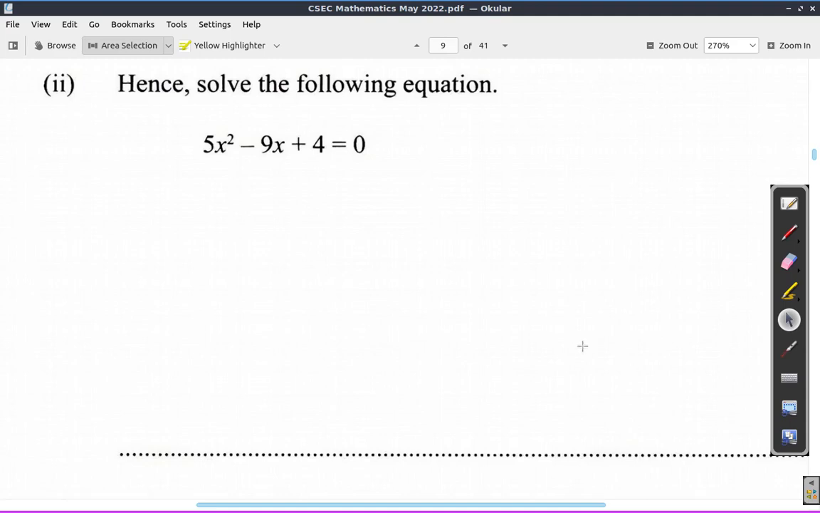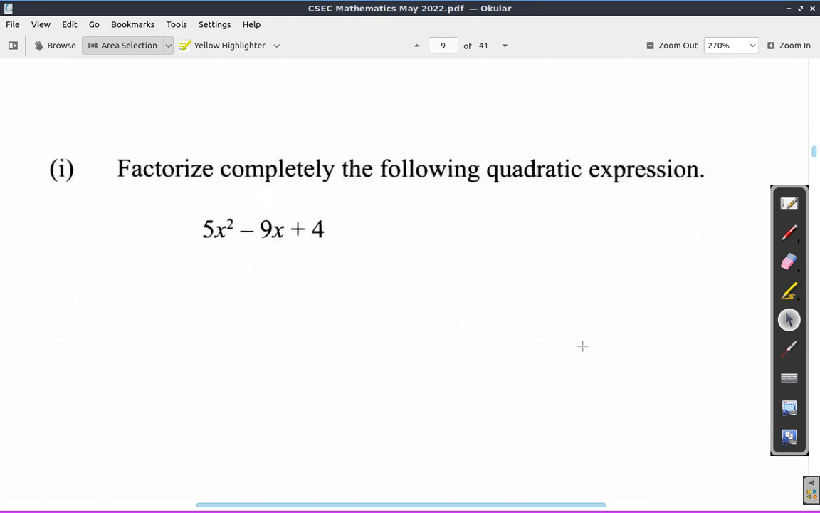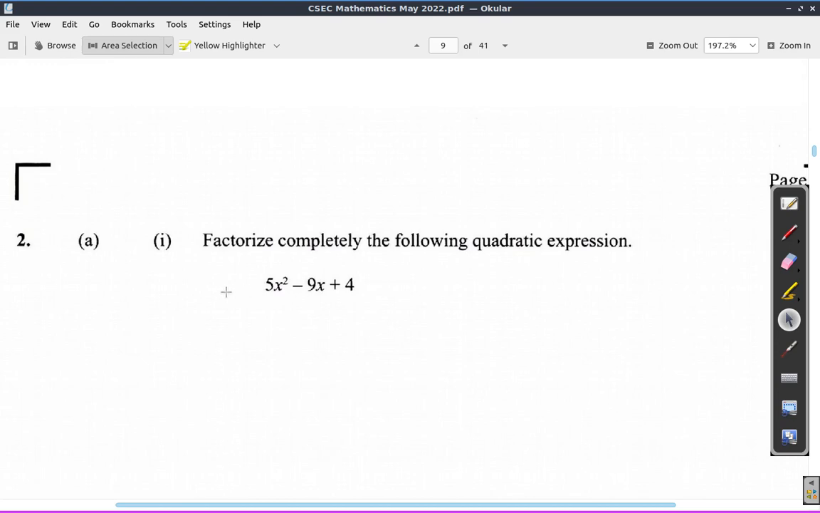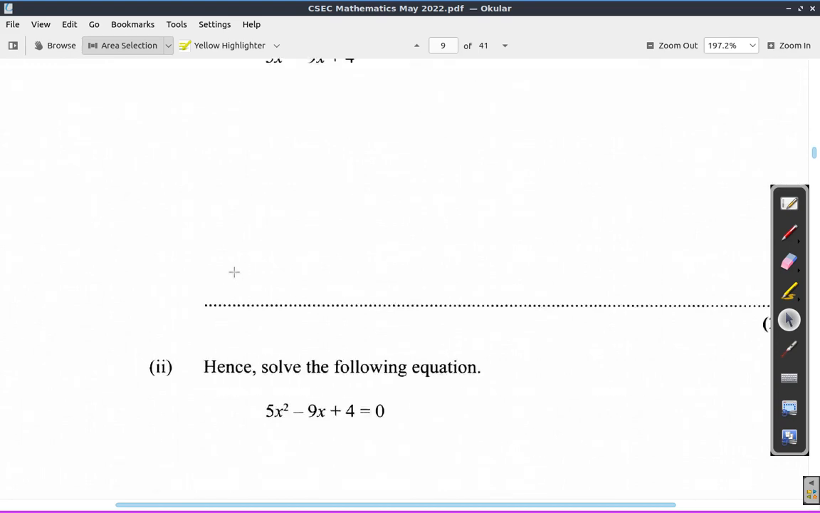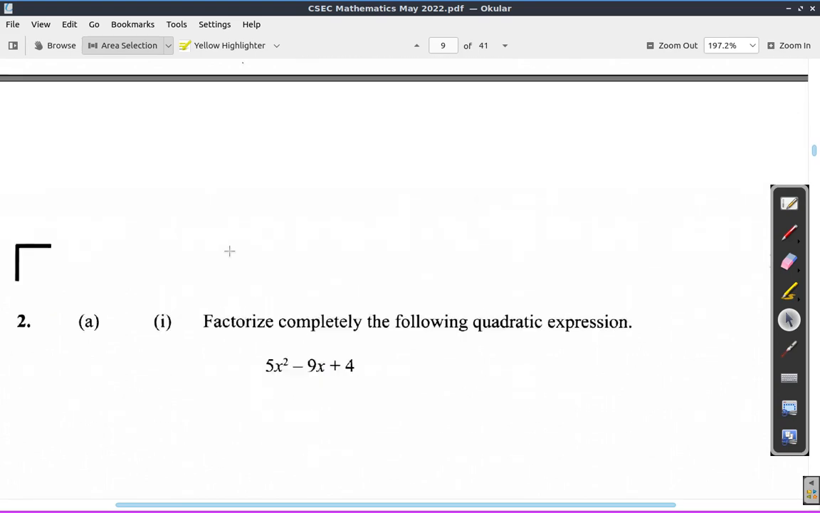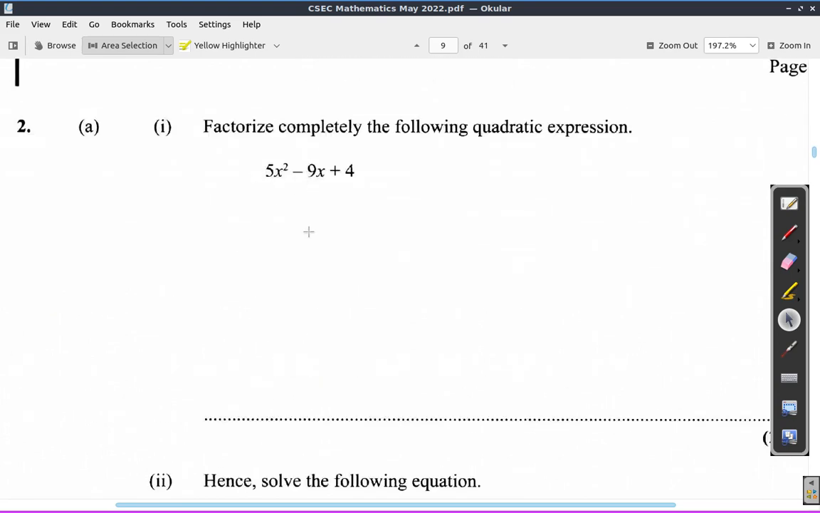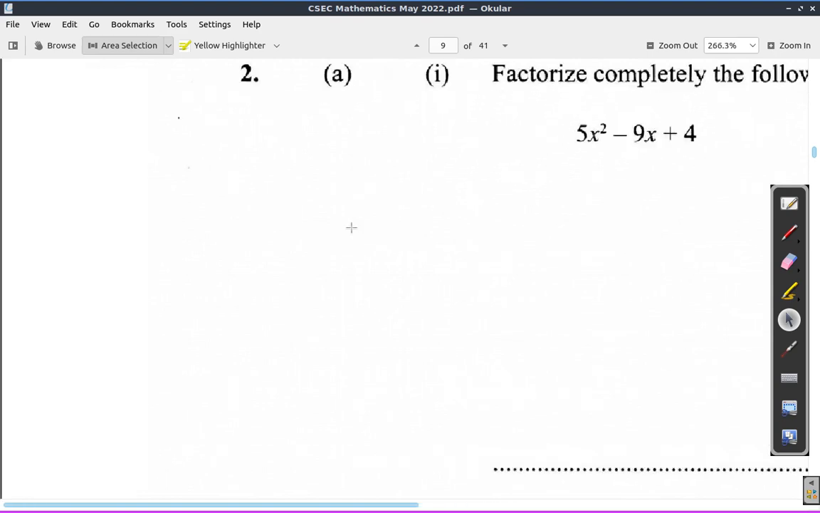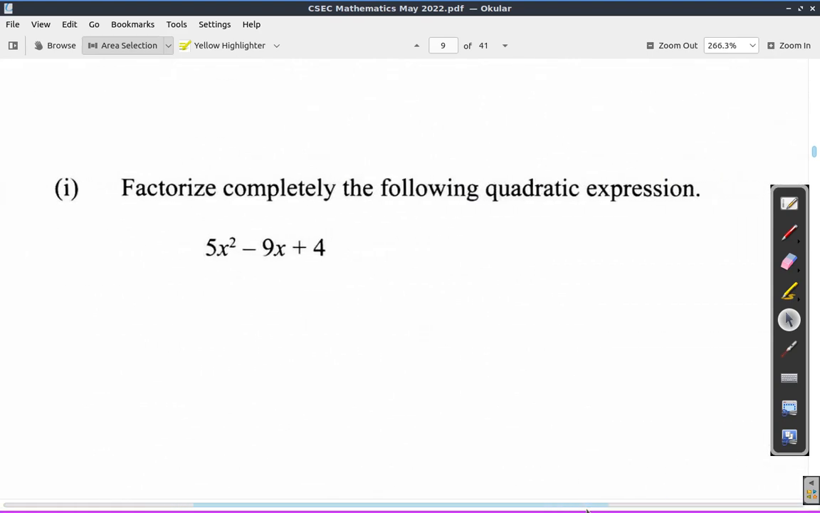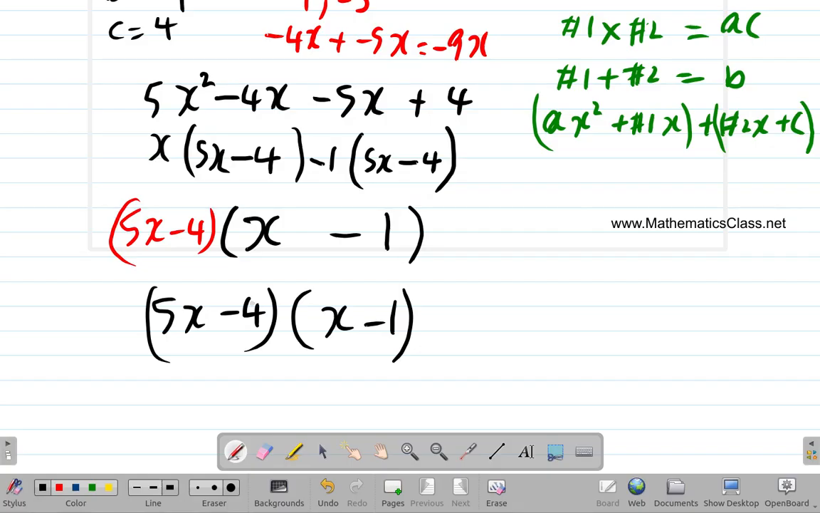Alright, continue question 2 of CSEC Mathematics May 2022 paper. And where were we again? Question 2A1, question 2A2. We factorized in the previous video. We factorized the 5x squared minus 9x plus 4, and what we got was 5x minus 4, x minus 1.